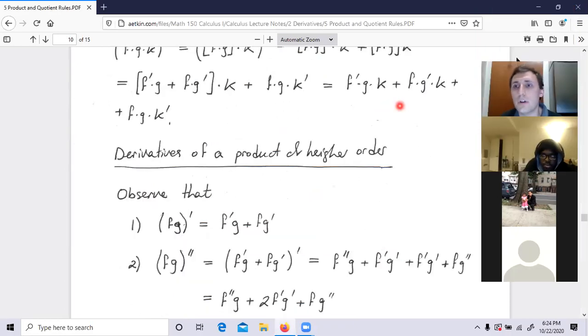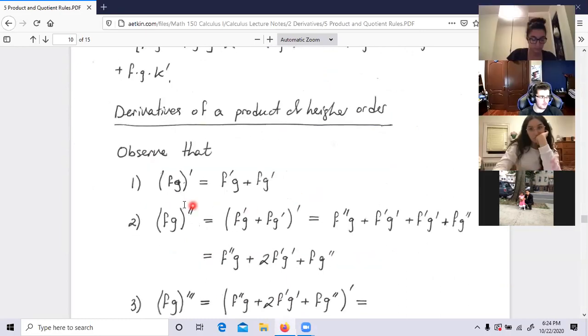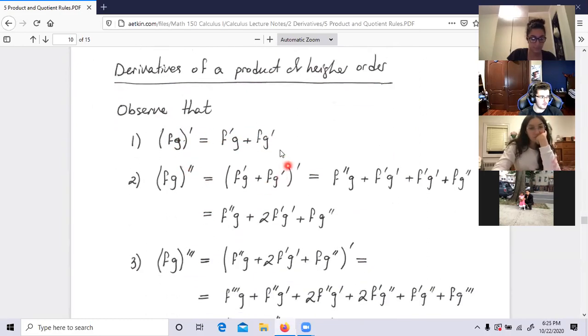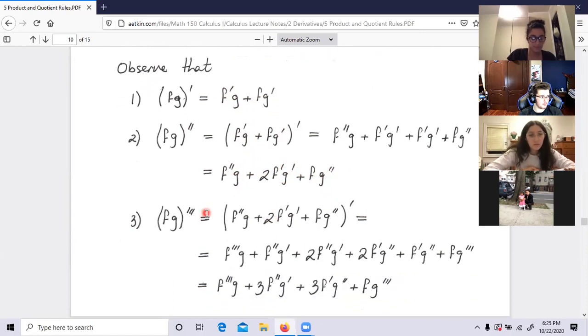So then we observed that we can figure out higher derivatives of a product, right? So the derivative of f times g is f prime g plus f g prime. Now, if I take two derivatives, that's like taking the derivative of this expression, and I end up seeing the double derivative of f times g, plus 2 times the derivative of f times the derivative of g, plus f times two derivatives of g. If I do it 3 times, I end up seeing this formula.